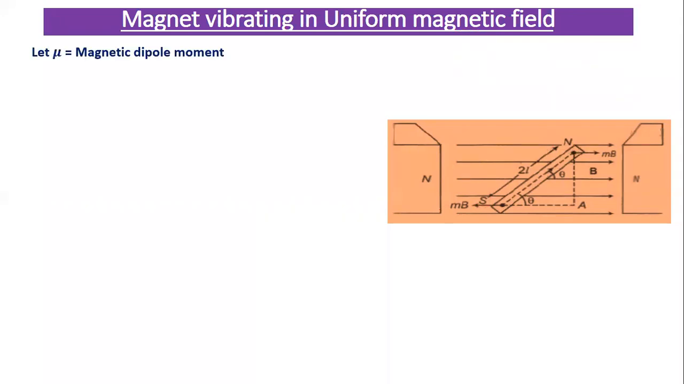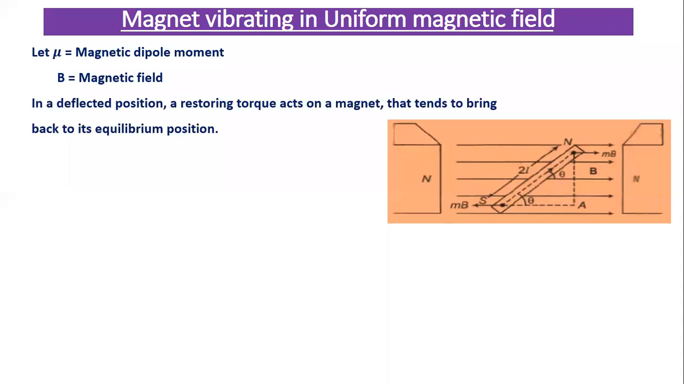Let me consider mu as the magnetic dipole moment. We can use capital M also for the magnetic dipole moment. But in this chapter, oscillation, they use mu. So I use mu here for the magnetic dipole moment. But in one of the chapters related to the magnetic field we use capital M also. So mu is the magnetic dipole moment. B is the magnetic field.